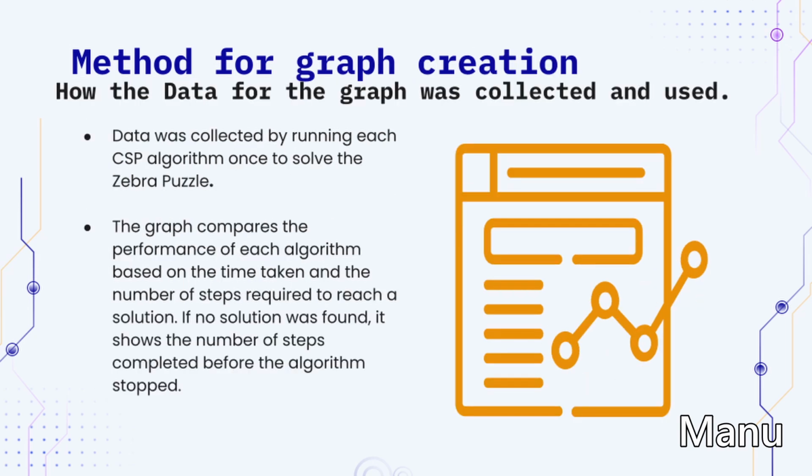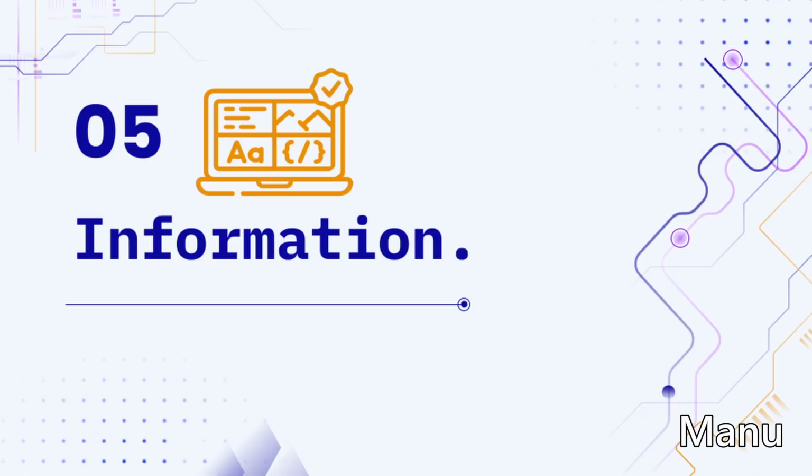Methods for graph creation. Data was collected by running each CSP algorithm once to solve the zebra puzzle. The graph compares the performance of each algorithm based on the time taken and the number of steps required to reach a solution. If no solution was found, it shows the number of steps completed before the algorithm stopped.